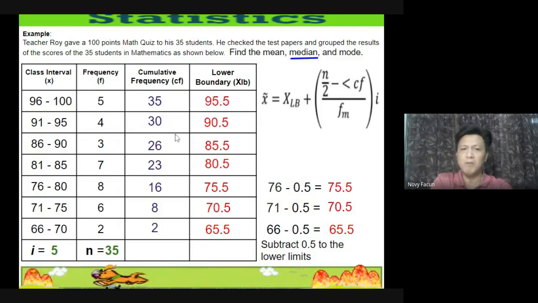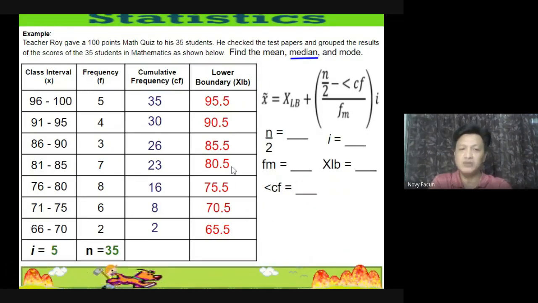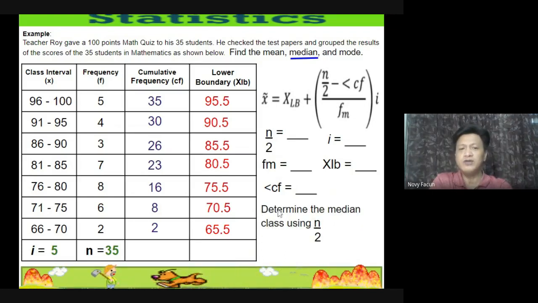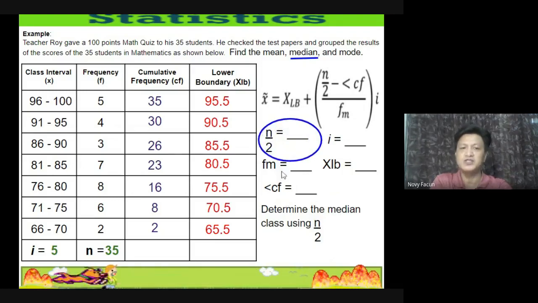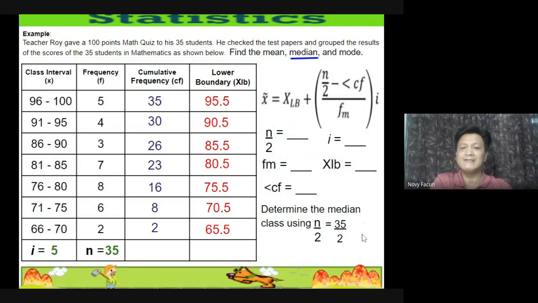Kaya kapag nakompleto na po natin yung lower boundary, okay, pwede na natin ikumpletuhin yung ating part sa formula para makapag-substitute tayo. So, n over 2. Ano nga ba yung n over 2 na to? So, ito yung to determine the median class using the n over 2. Ito yan, yung naka-encircle na blue. So meaning to say, ano nga ba yung n natin? n is the total frequency, di ba? So if this is 35, divide natin by 2. Kaya that is equal to 17.5. Kaya yun po yung value ng n over 2 natin.